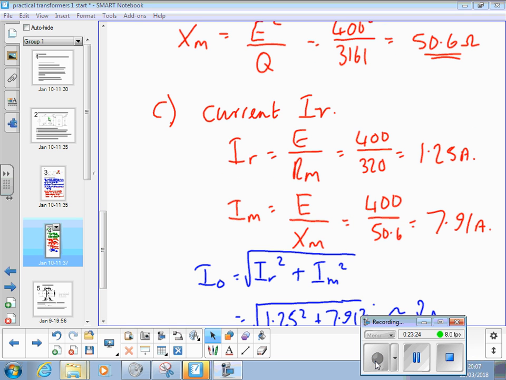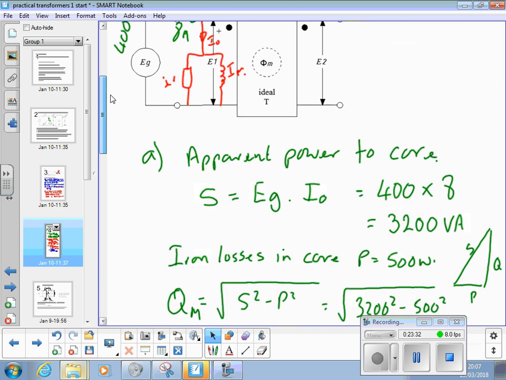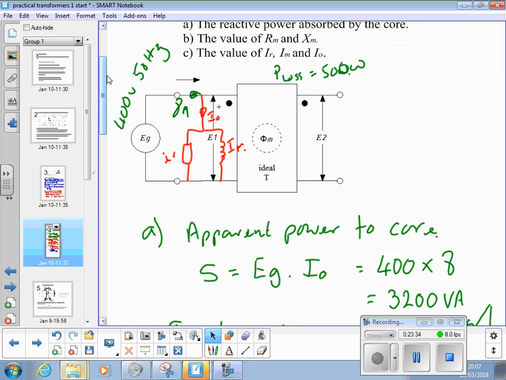So that's an analysis of a transformer open circuit, where we've got a current flowing because of a parallel resistor and inductor, with a resistor representing the iron core losses, power loss, and the inductor representing the exciting current that magnetizes the core.